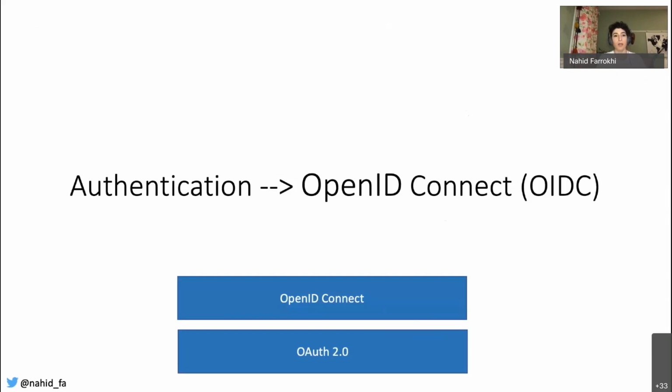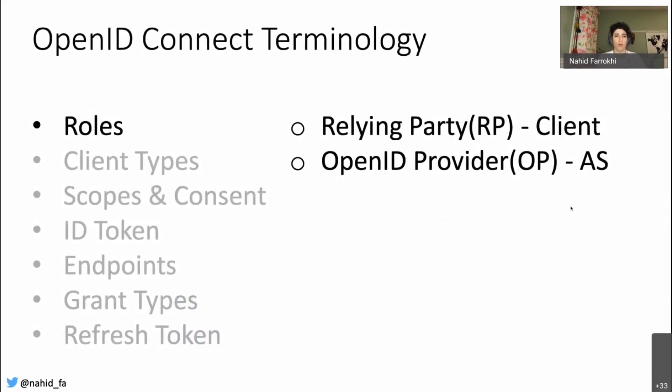So on OpenID Connect, there are a couple of new concepts added in the terminology. I'm just going to talk about the things which are added, not the things which are shared. When we read the OpenID Connect spec, we see a concept called a relying party, or RP, which is actually the client. This is a client which supports OpenID Connect.